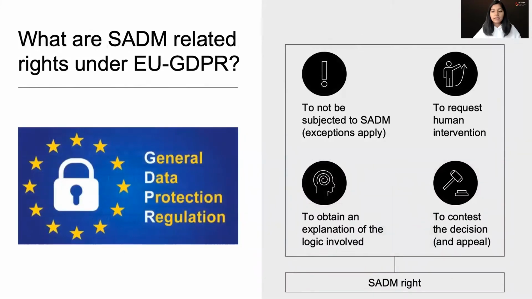European Union's privacy regulation, GDPR, granted citizens some rights regarding SADM, which can be broadly categorized into 4 parts. 1. To not be subjected to SADM. 2. To request human intervention. 3. To obtain an explanation of the logic involved. And 4. To contest the decision and appeal. For the purpose of this paper, we have clubbed these rights together under the umbrella term SADM right.